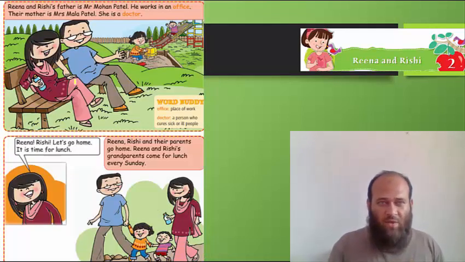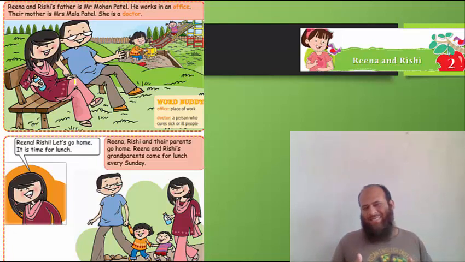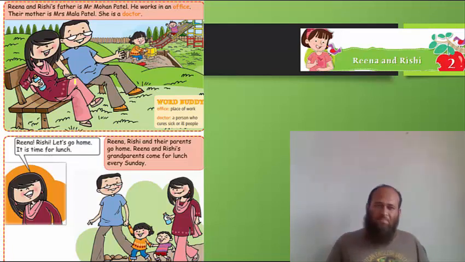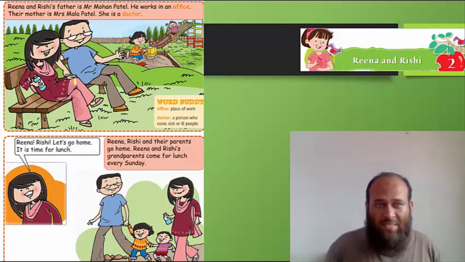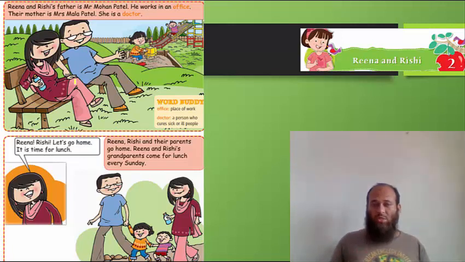Reena and Rishi's father is Mr. Mohan Patel. He works in an office. Do you understand office? Yes, we understand office. It is a place of work. Do your parents go to office? Does your father go to office? Well, maybe he works in an office or he has his own office. Their mother is Mrs. Mala Patel and she is a doctor.